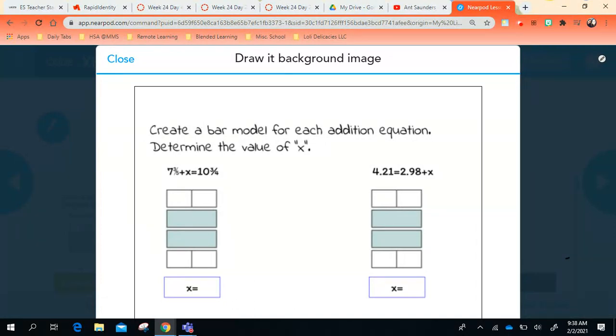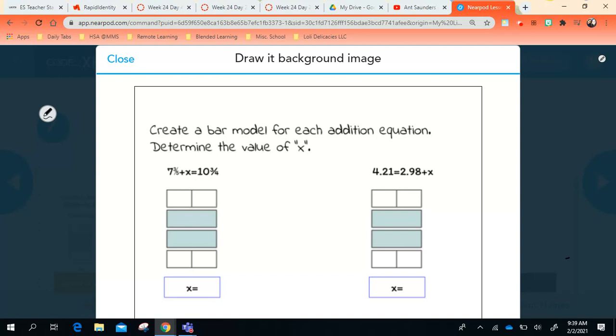Fractions and decimals. So I'll show you how to do it using the bar, and then we're going to do it using our other method. So watch before you write it down. So we have 7 3/5 plus x equals 10 3/4.